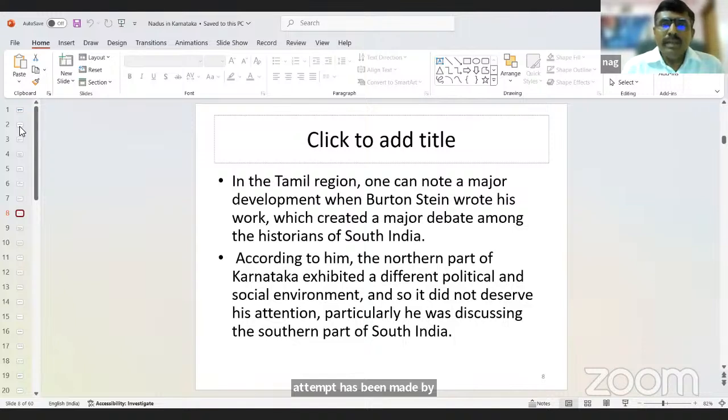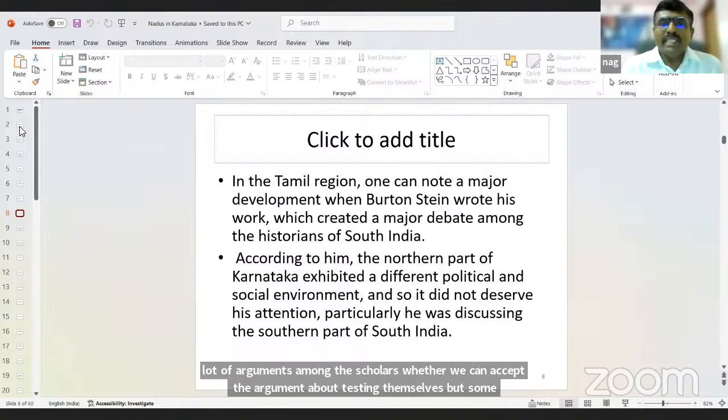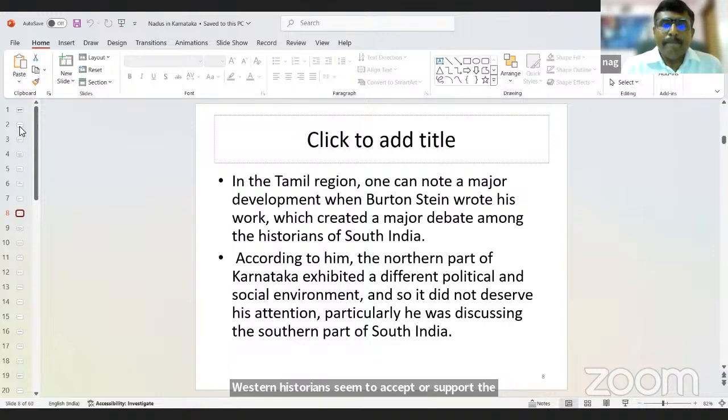In the Tamil region, a major development was that Buttenstein wrote this work, as I mentioned, and there was a major debate among historians of South India when he wrote. In fact, there was a lot of commotion and argument among scholars whether we can accept the argument of Buttenstein. But some Western historians seem to accept or support his argument.